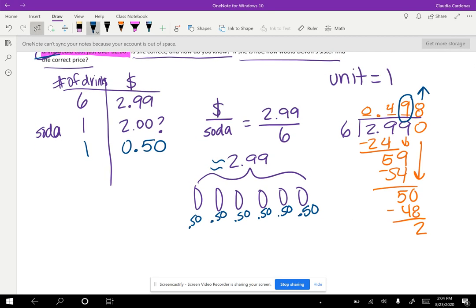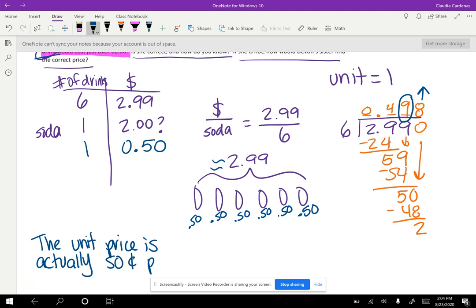So we can say the unit price is actually 50 cents, and I'm going to use the cent sign, per soda.